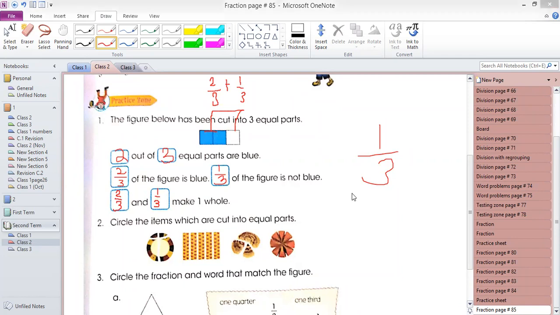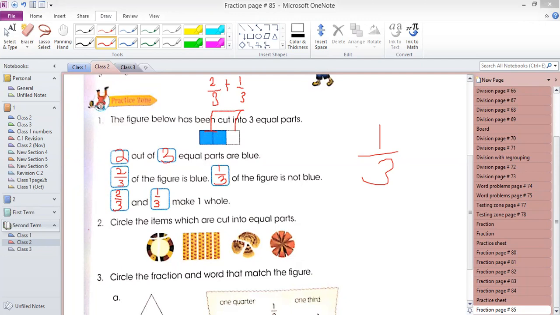All clear, guys? Yes, sir. That's very good. So guys, 2 out of 3 equal parts are blue. That's why you write 2 in the first box, because 2 are blue. Out of how many parts, how many total parts are there? 3. So you will say 2 out of 3 equal parts are blue. That means 2/3 of the figure is blue. 1/3 of the figure is not blue. 2/3 and 1/3 will make one whole.